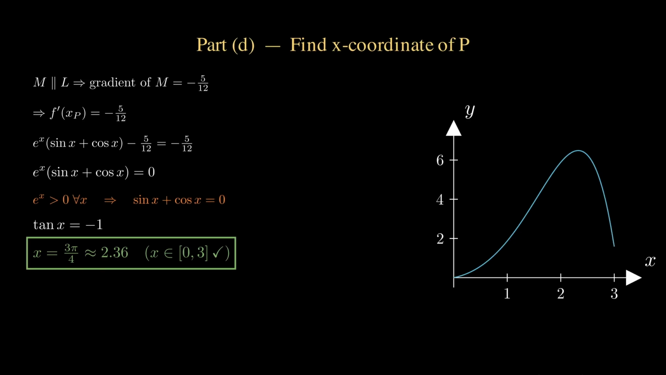Look at the graph. The blue curve is f, the green line is L through the origin. The red line, M, is the tangent at P, and you can see it is parallel to L. Point P is exactly at x equals 3 pi over 4.